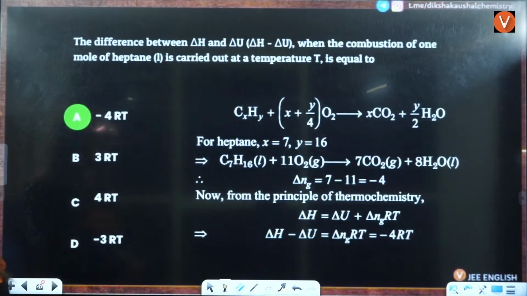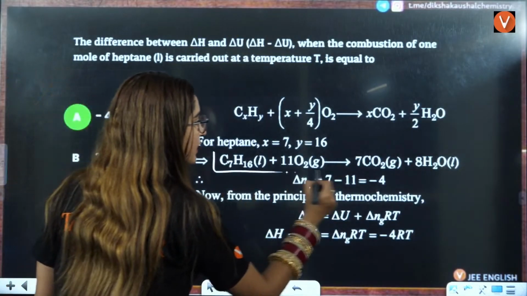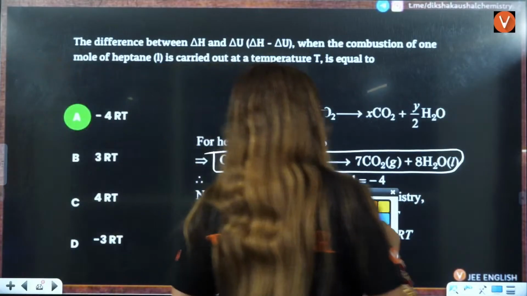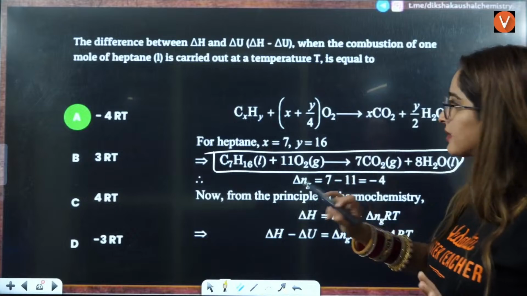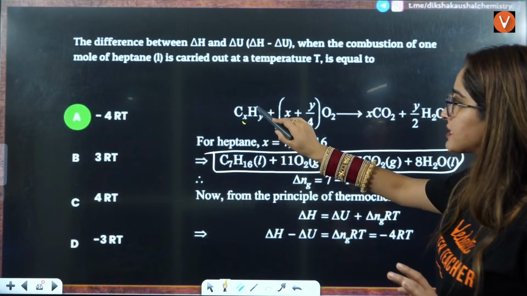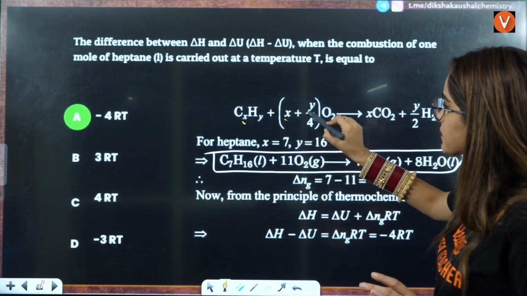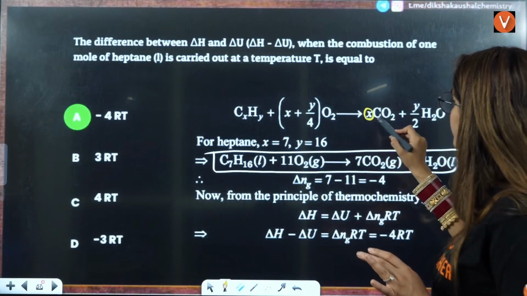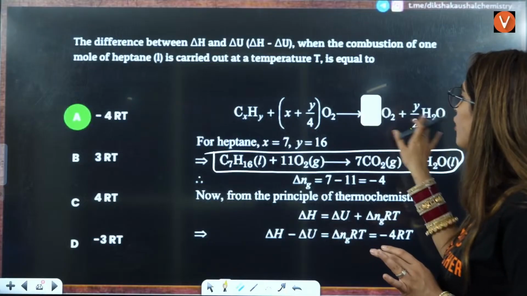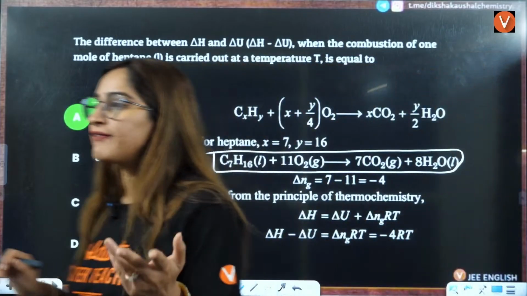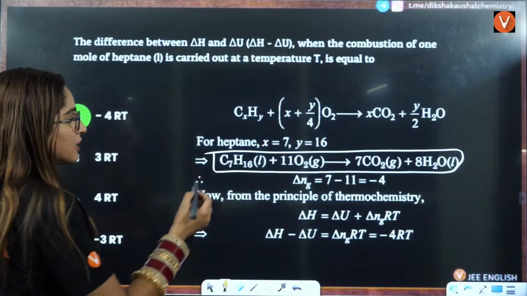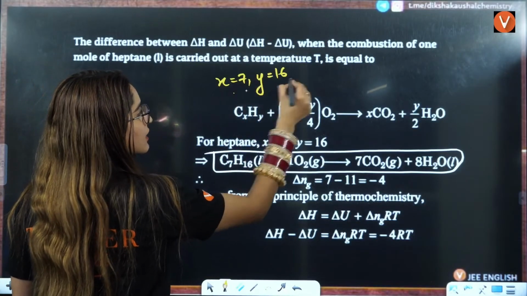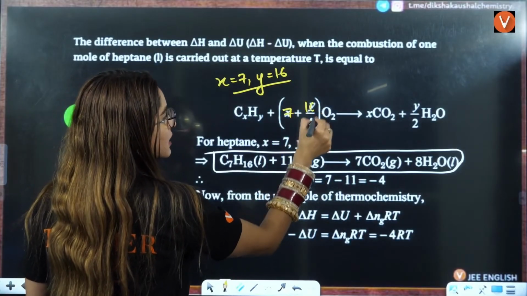So directly, what will be the formula here? What will be the reaction? This is the reaction, okay? Right? Now, if you want to learn the direct method, then whenever you have CxHy, you add x plus y by 4 of oxygen, that is for alkane. You will get x amount of CO2 and y by 2 amount of water. X and Y values you will get to know from the formula: x value is 7 here, y value is 16 here. Right? So put 7, this is 16, this will be 4.